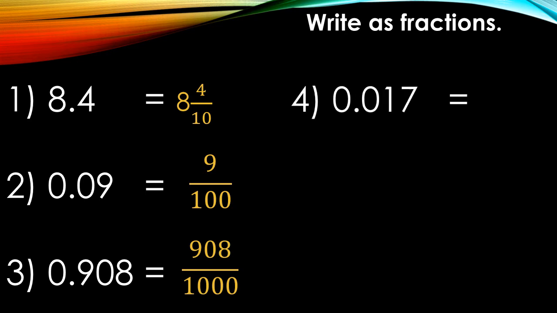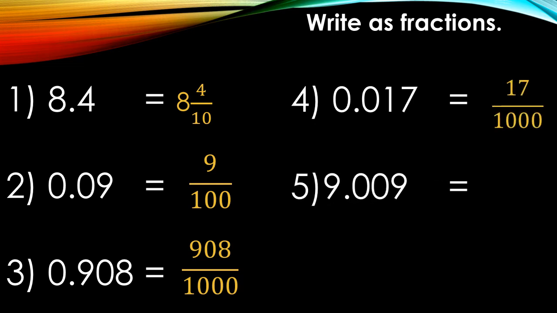Question number 4. 0.017. See the question carefully. After the decimal, how many digits? 3. So the answer is 17 upon thousands. Question number 5. 9.009. See, in this question, 9 is a whole number. So write 9 as it is, and 0.009 means 9 upon 1000. So the answer is 9 upon thousands.